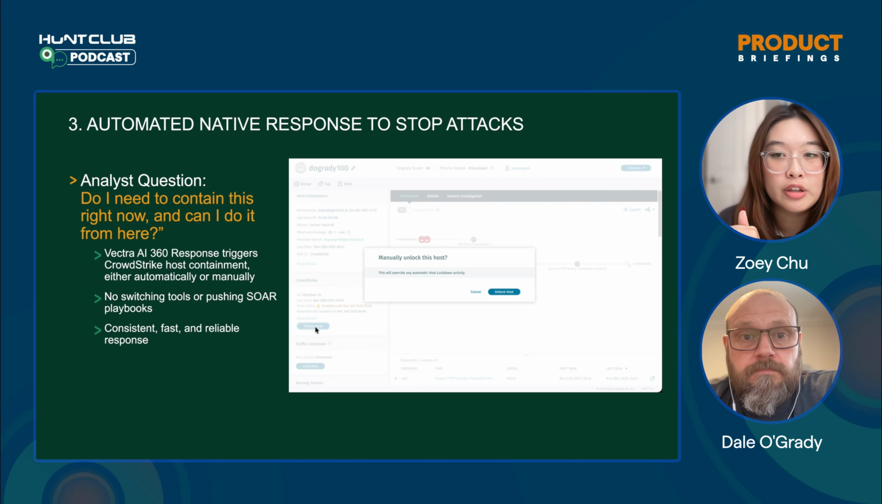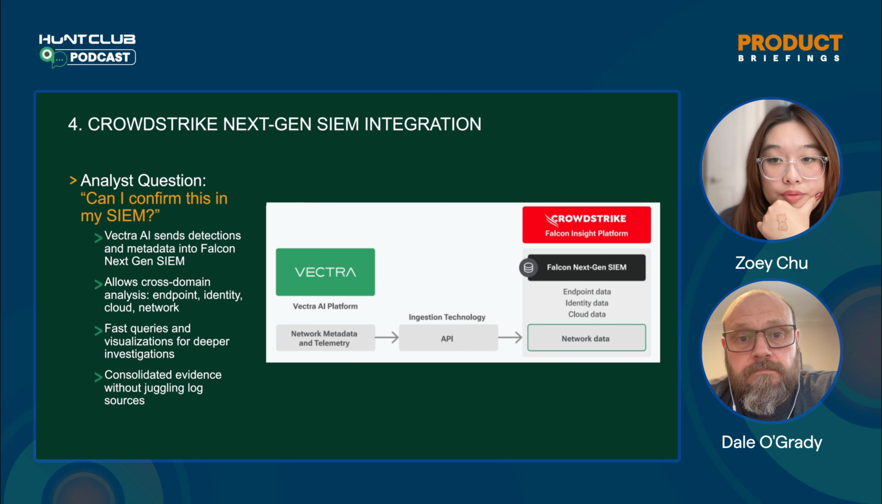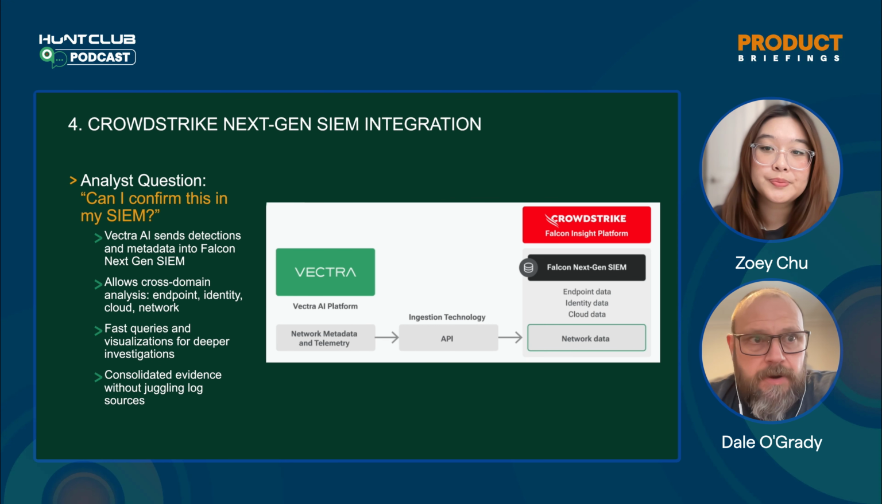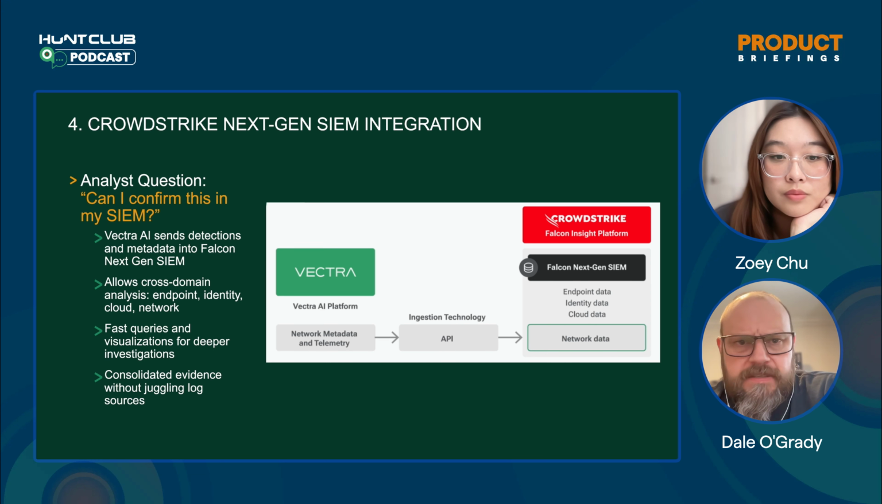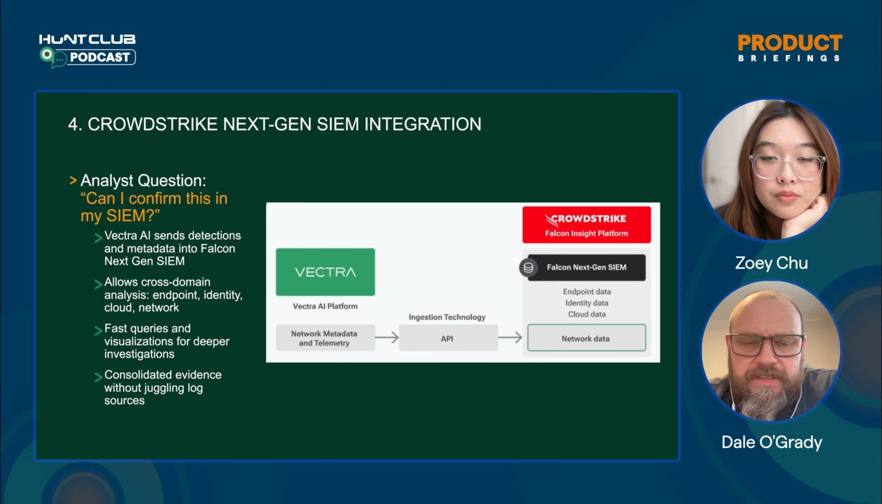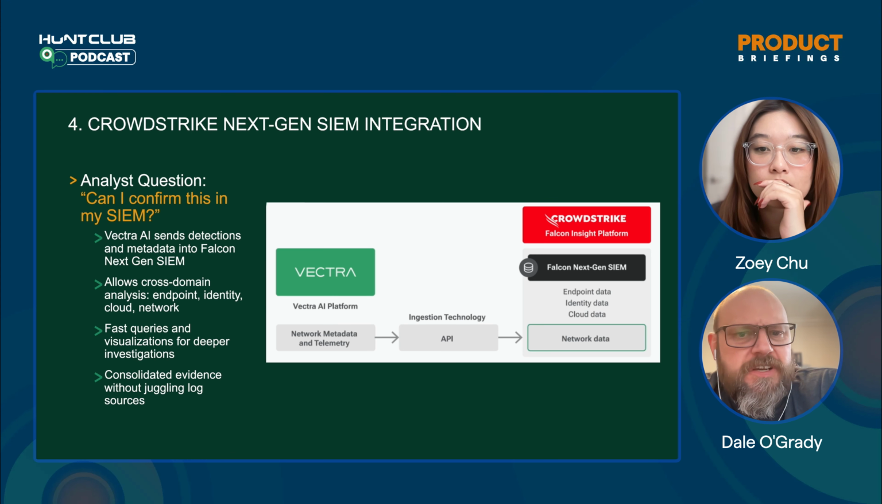So I want to talk about the CrowdStrike Next Gen SIEM integration, when analysts need to do a deeper dive into the investigation and they want all their data in one place. So how does Vectra work with CrowdStrike's Falcon Next Gen SIEM in that way? Yeah, that's a great question. Not all threats are equal in the information they provide, the breadth, the scope. Some of them are, I don't want to say relatively simple, but a little more direct, and others are more obscure, right?